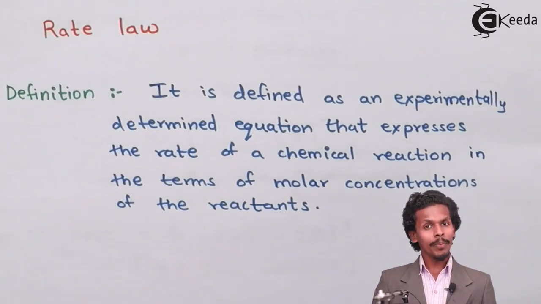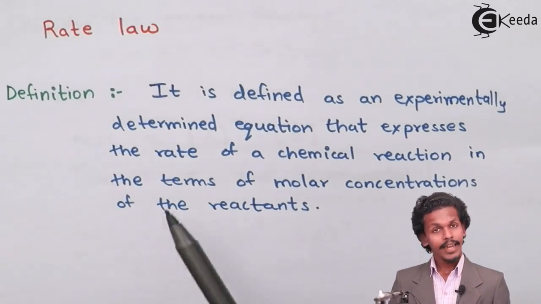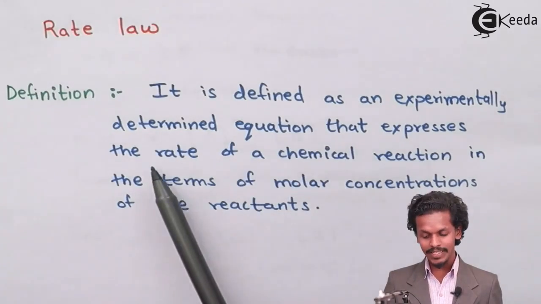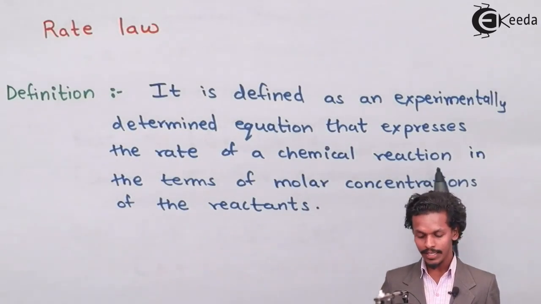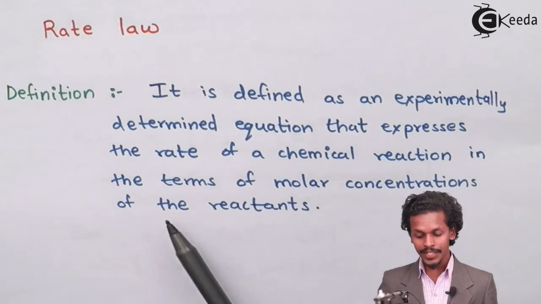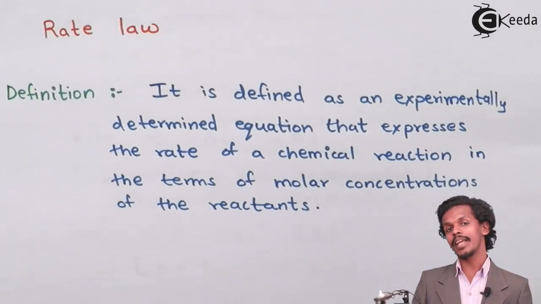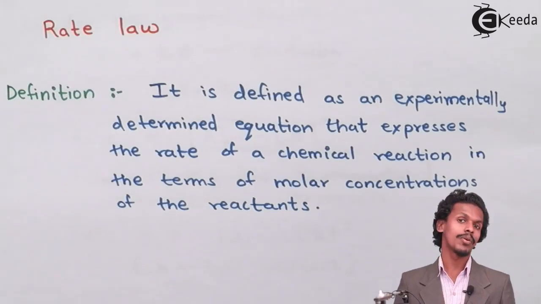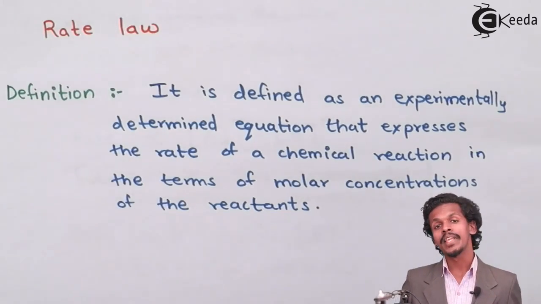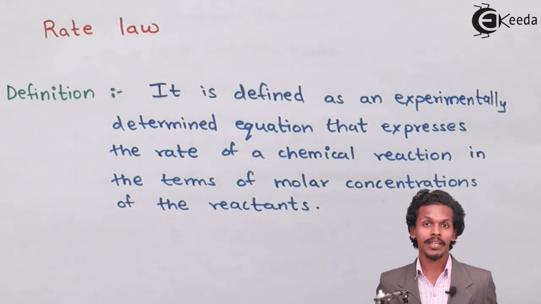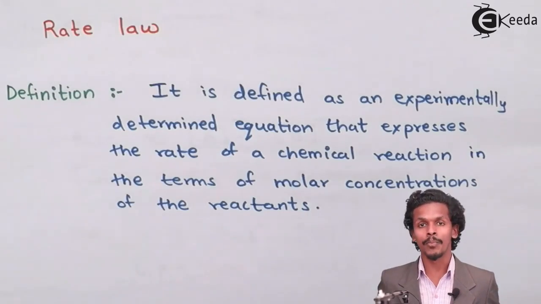So, rate law is defined as an experimentally determined equation that expresses the rate of a chemical reaction in terms of molar concentration of reactant. Let me give you a brief idea of what rate law is. The rate law says that the rate is directly proportional to the reactant's concentration raised to an experimental exponent.